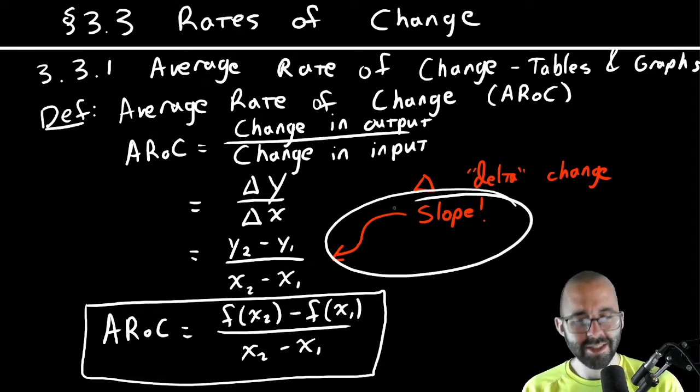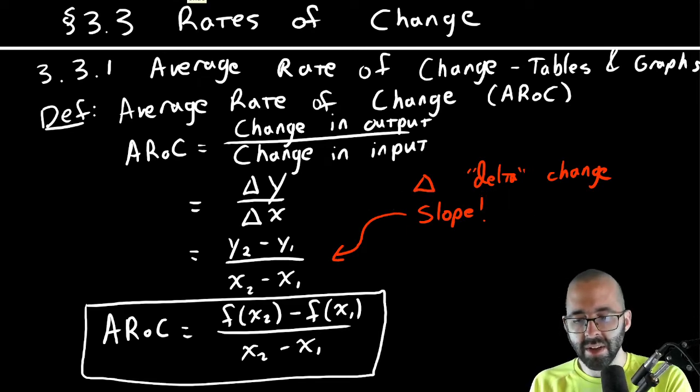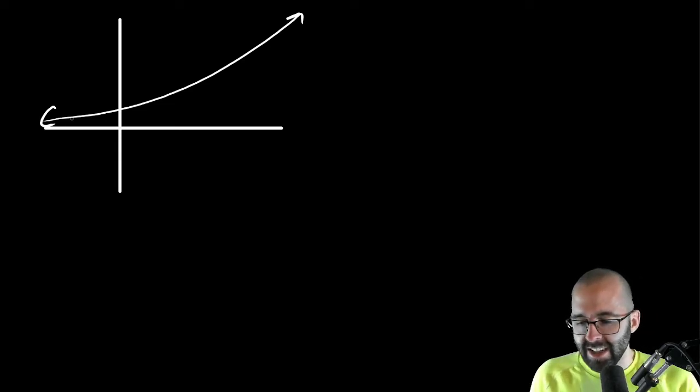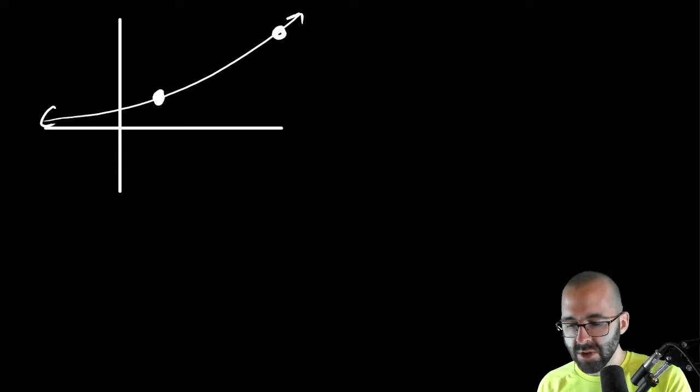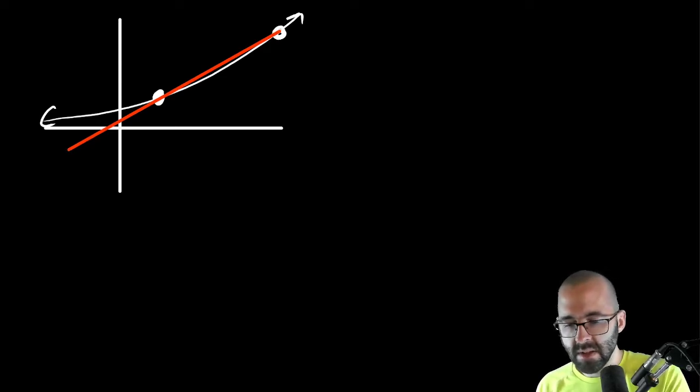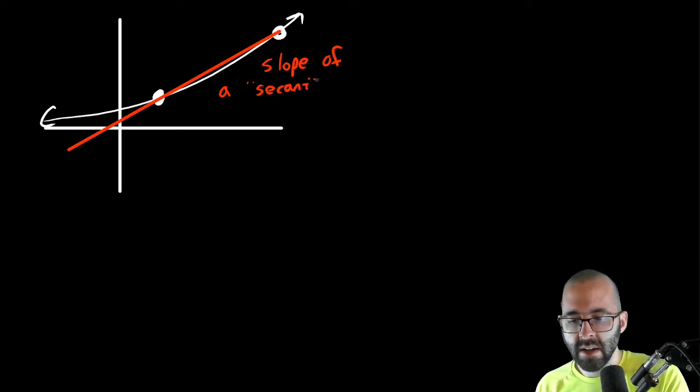So let's explore this a little bit. It's the slope. What that means is that if we're looking at some function, maybe it looks like this, an exponential graph. If we're looking at the average rate of change between these 2 points, that average rate of change is just going to be the slope between these 2 points. That's what's known as the slope of a secant line. It's the average rate of change.